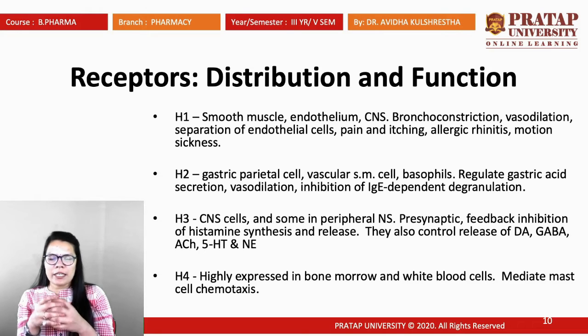Now H3 is found in CNS cells and some in the peripheral nervous system. It provides synaptic feedback inhibition of histamine synthesis and release. They also control the release of DA and GABA. H4 is highly expressed in the bone marrow and white blood cells, mediating mast cell chemotaxis and so on. So these are the basic distribution and function of the receptors.